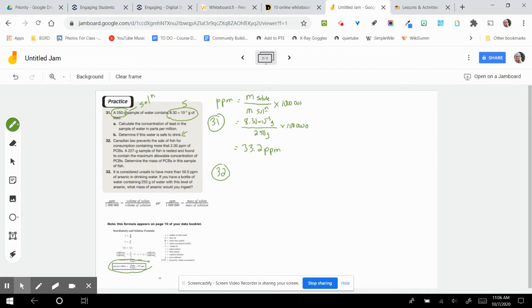So 32, Canadian law prevents the sale of fish for consumption containing more than 2 parts per million of PCBs. A 227 gram sample of fish is tested and found to contain the maximum allowable concentration of PCBs. Okay, so it contains this maximum here. Determine the mass of PCBs in this sample.